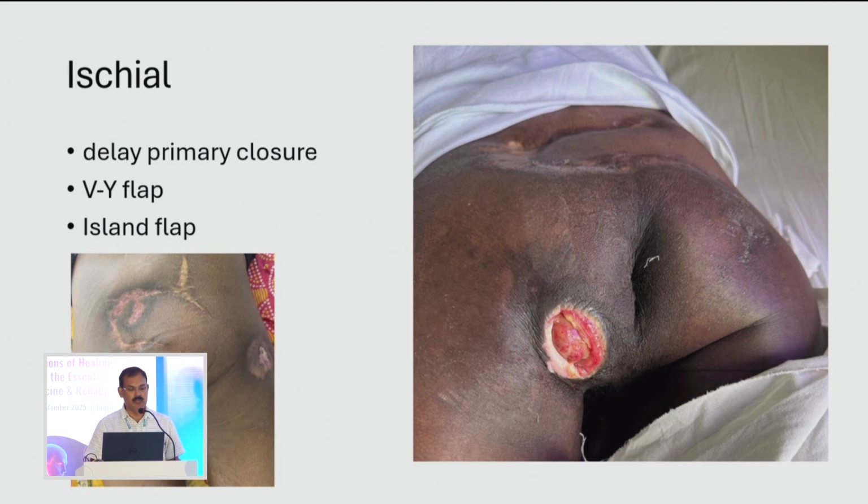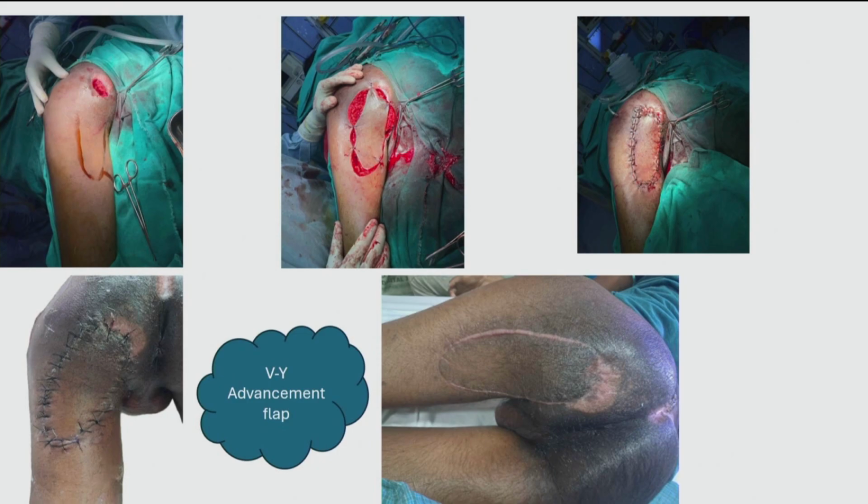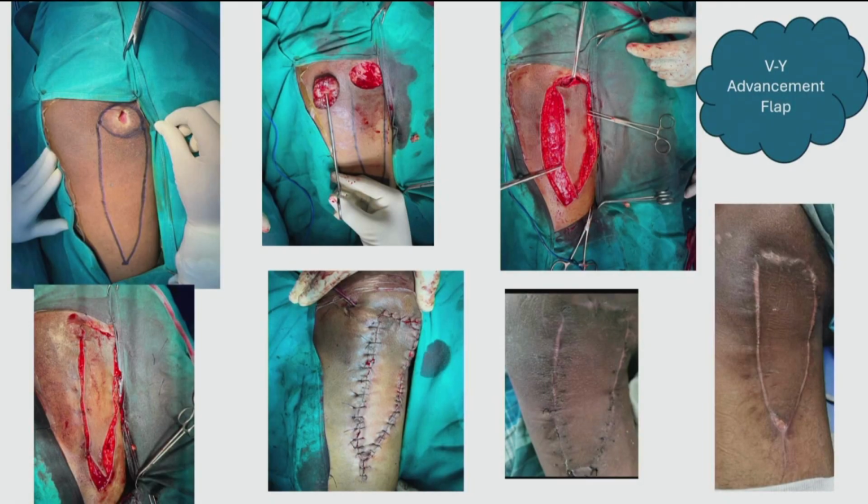This ischial pressure ulcer looks very benign from outside, but these are very dangerous ulcers. It looks like a very small stoma outside, but really there is massive necrosis underlying it. They can be managed by VY flap or island flap. You can go for primary closure also, but every time you close it, after a few weeks it will break down. So this is VY advancement management of ischial ulcers. This is another VY management after 6 months of follow-up.